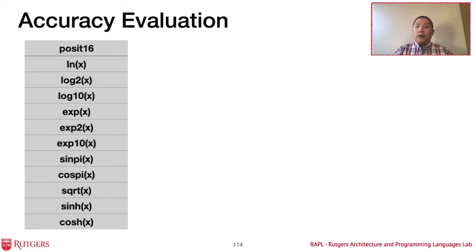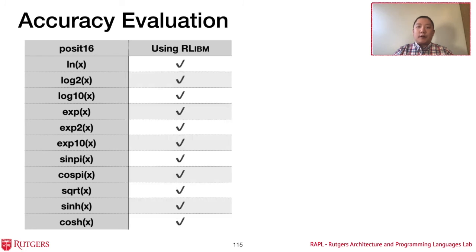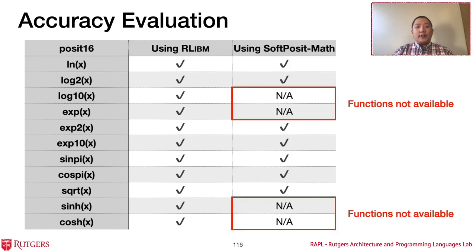Additionally, we found that all 11 POSIT16 functions provided by RLibm produce the correctly rounded results for all inputs, and similarly, the soft-posit math library produces the correctly rounded results for all inputs for the available functions. However, soft-posit math does not provide approximation functions for log10, e to the power of x, sinh, and cosh.